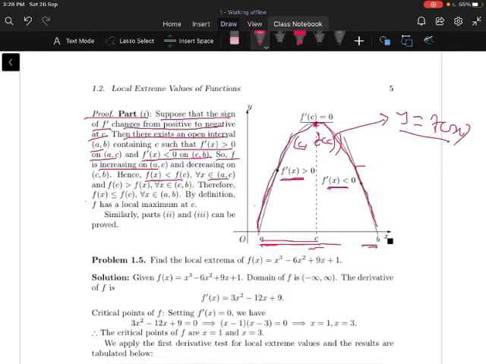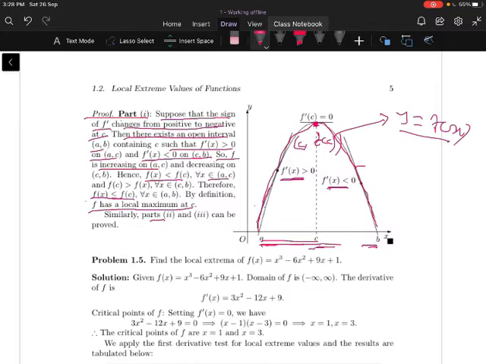For the interval a comma c, f of x is less than what? The value at this point is f of c in fact. Similarly, f of c is greater than f of x for all x belonging to the interval c comma b. Therefore, you can write f of x is less than or equal to f of c for all x belonging to a, b by the definition of the local maximum at c. By the definition of the local extreme values, f has a local maximum at c. Similarly, one can prove parts 2 and 3. It can be proved similarly to part 1.